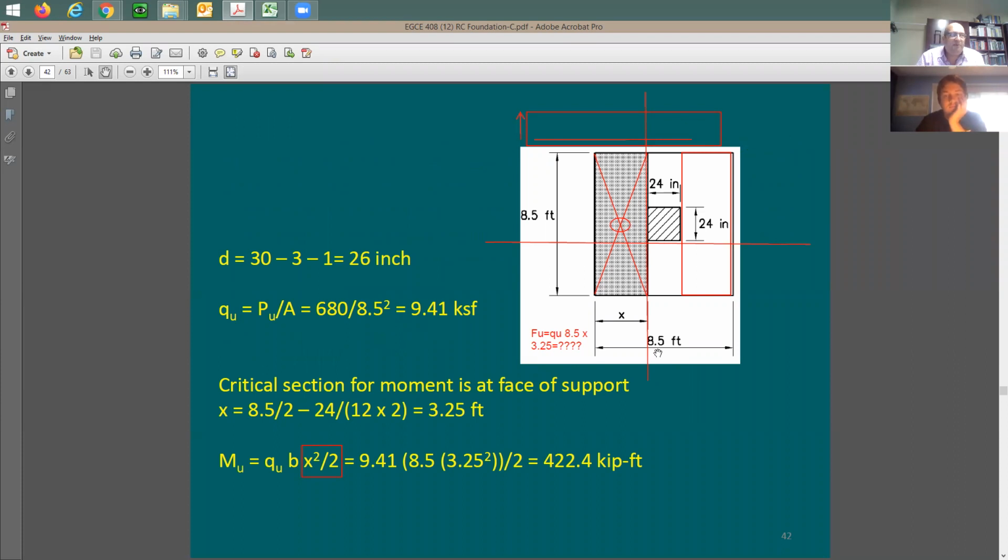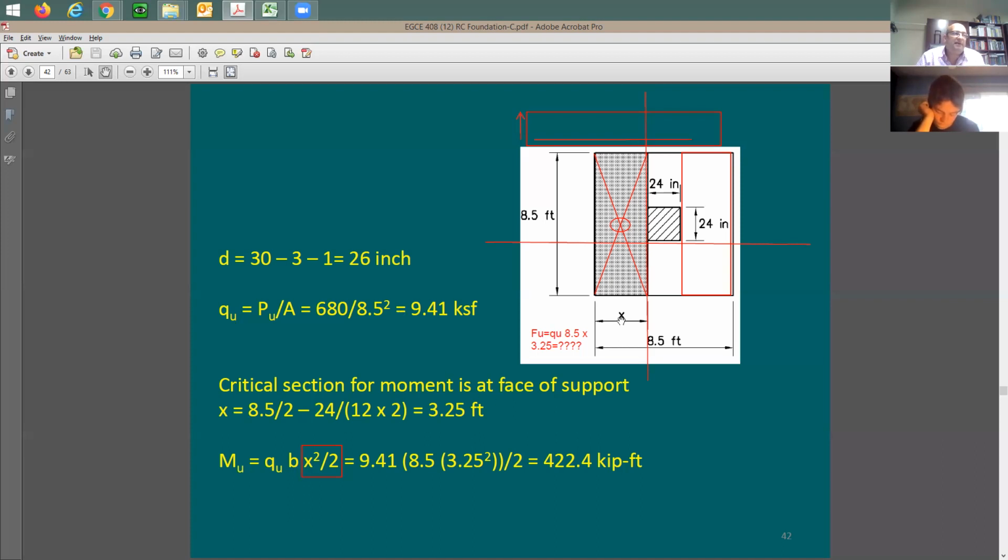And this ultimate pressure here, we're going to use it as if it is loading to this footing. The critical section for the moment is going to be right at the face of the column in both directions, this way and that way. Because this footing is a square and the column is a square, this section is going to be exactly the same as this section. It does the same thing, because this X is going to be the same in both directions. And the pressure also is going to be the same throughout the entire footing, which means in both directions.